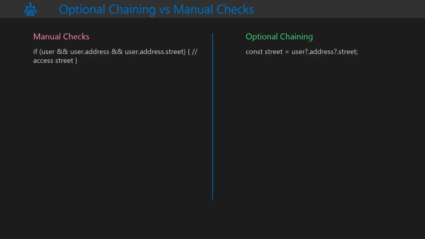Let's compare optional chaining to manual null checks. On the left, you can see the verbose approach of checking each level before accessing the final property. On the right, we have the clean and concise optional chaining syntax. The optional chaining approach is not only shorter but also more readable and less error-prone.